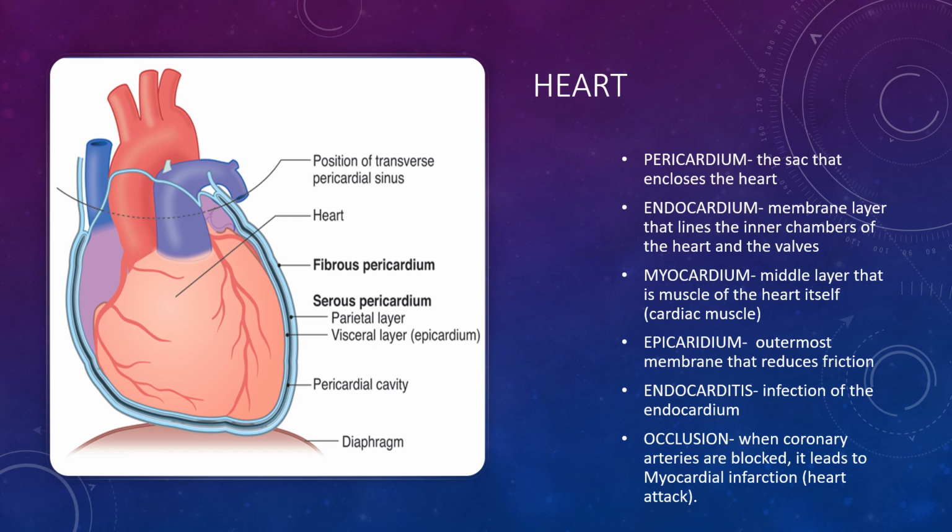So next is your epicardium. The epicardium is the outermost membrane that reduces friction. Actually, our epicardium serves many functions, including protecting the heart, producing factors that help the cardiac cells properly develop, and ensuring a proper response to cardiac cell injury.